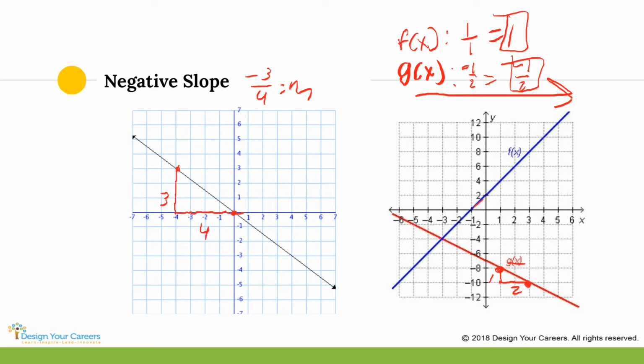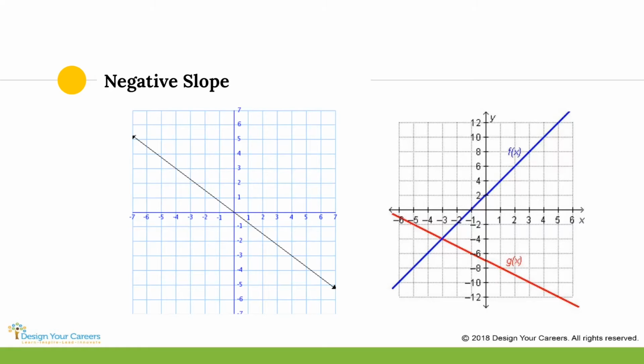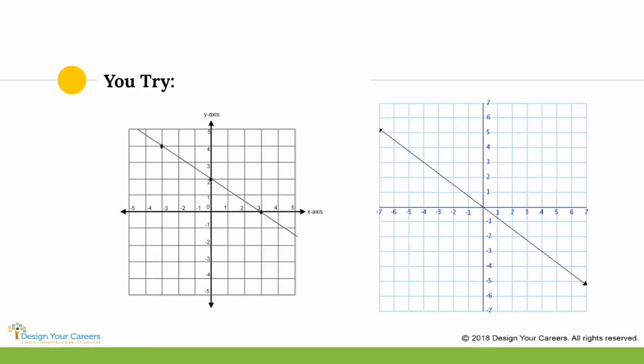Now you're going to try some examples on your own. All right, the answer for this one is m is equal to negative 2/3, and the answer for this graph is negative 3/4.